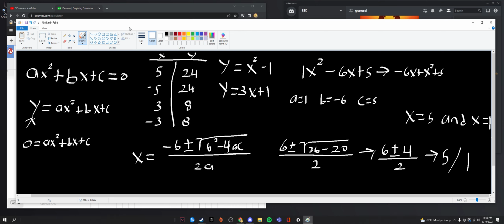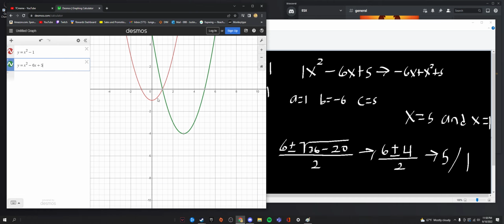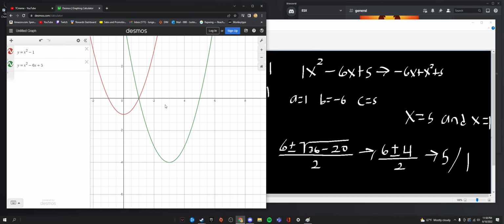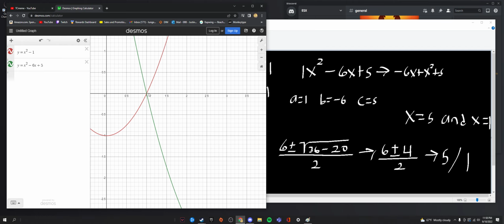So now let's plug this into Desmos to see what it actually looks like. So x squared minus 6x plus 5. So here we have our parabola. That's the shape. I should have mentioned that earlier. That's what this shape is called. It's called a parabola.